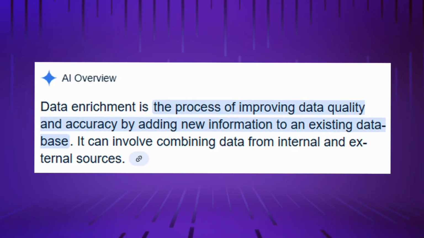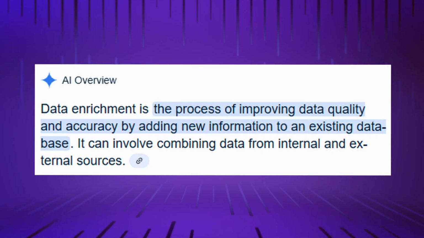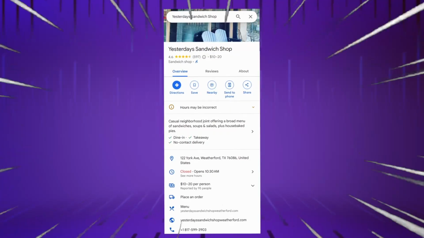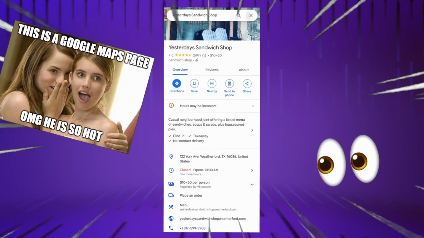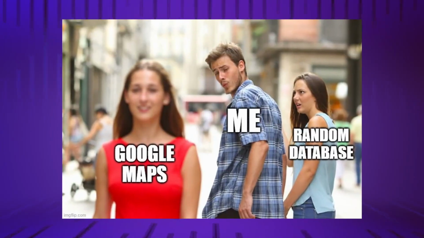That's where something called data enrichment comes in. In other words, pulling info from elsewhere to boost what you already have. And when you look at how much gold is packed into a single Google Maps page, you start thinking this might be one of the best sources out there. Hi, I'm François, and today we are diving into how to enrich your CRM using data from Google Maps.